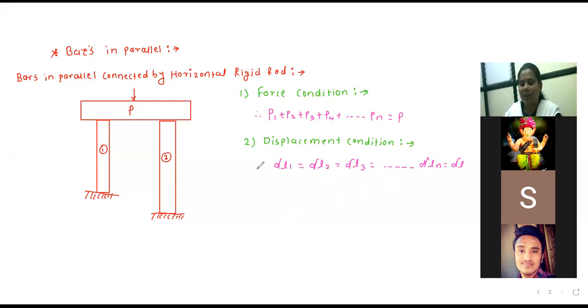Here is one basic difference. If bars are in series, the force condition is P1 equals P2 equals P3, and the displacement condition is del L1 plus del L2 plus del L3. But for bars in parallel, the force condition is P1 plus P2, and the displacement condition is the change in length in the first member equals the change in length in the second member. We have to apply these two conditions and solve problems. Please write down these two steps, then we will solve the problem.